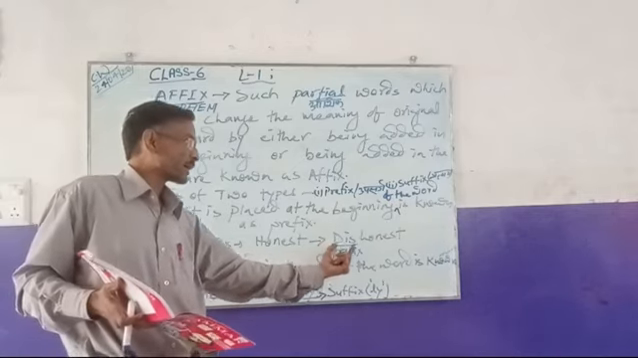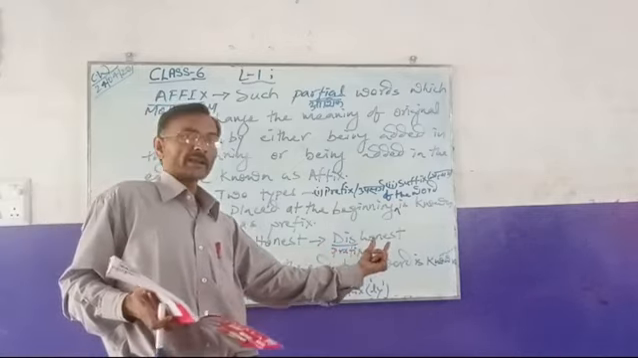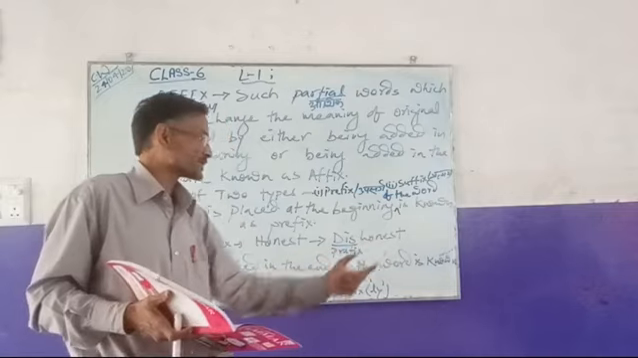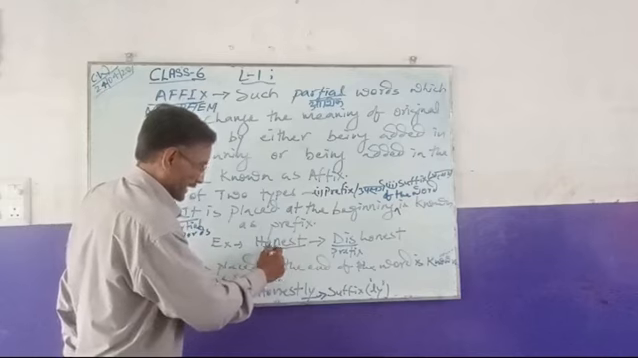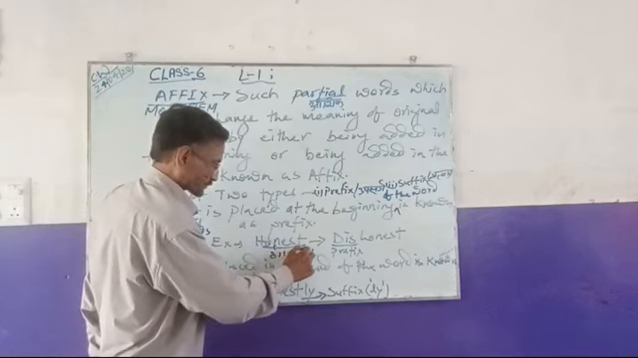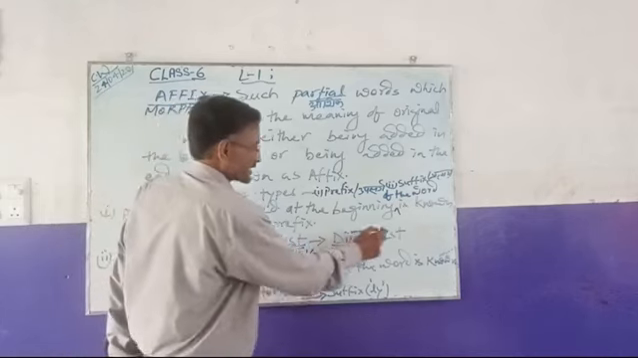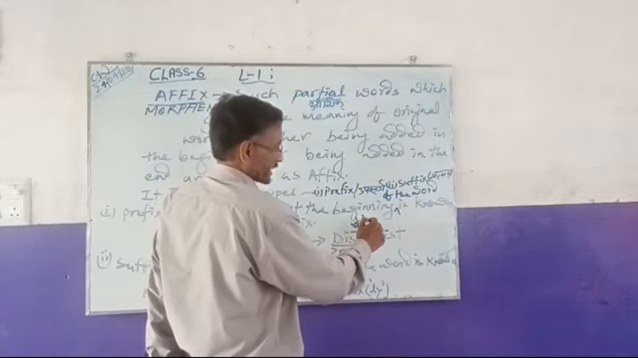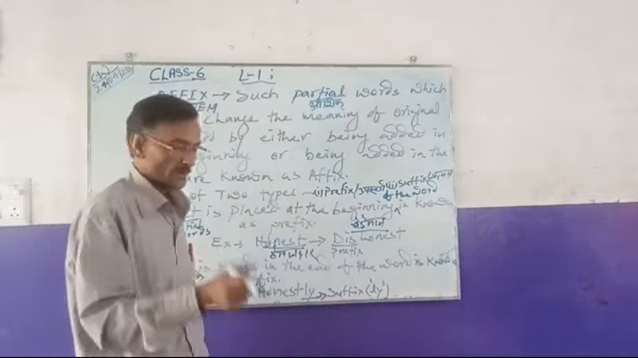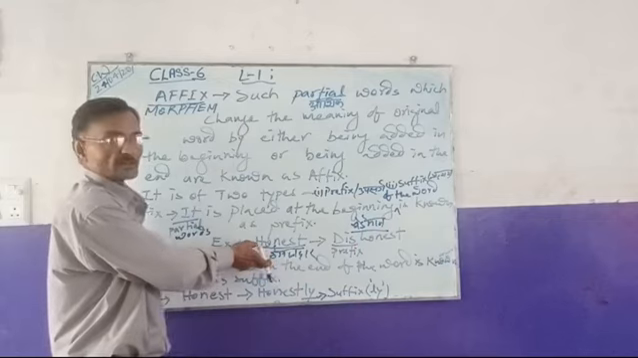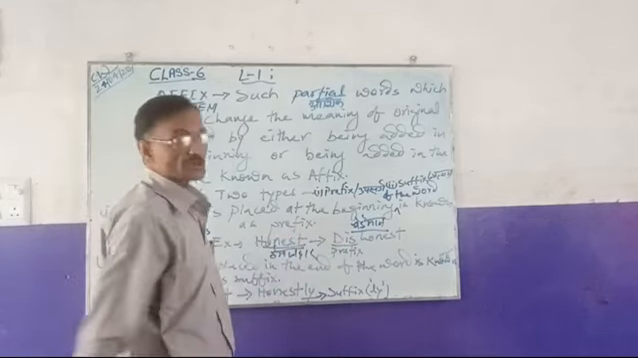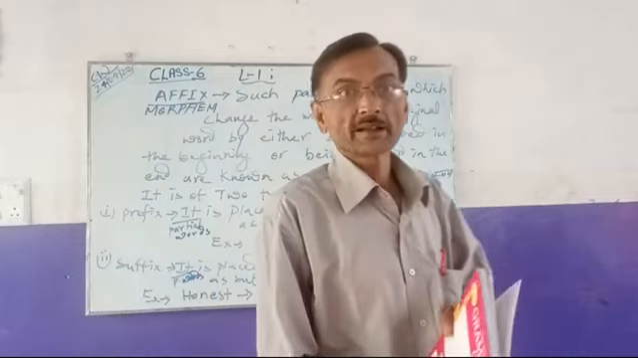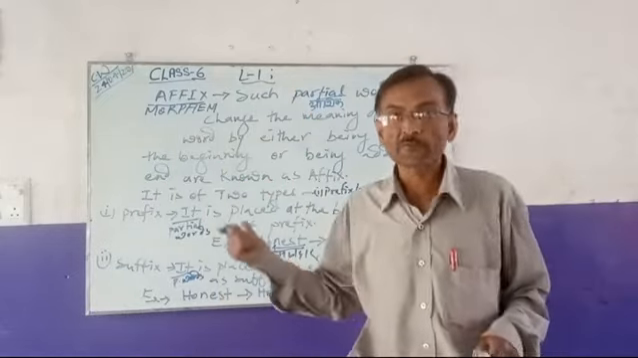When this is added to the word honest, it becomes dishonest, with the opposite meaning. Honest means imandar and dishonest means beiman. So this partial word made the word opposite in its meaning by being added. That is how a prefix works.